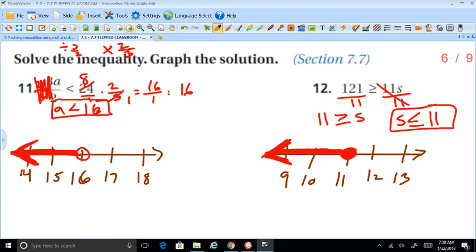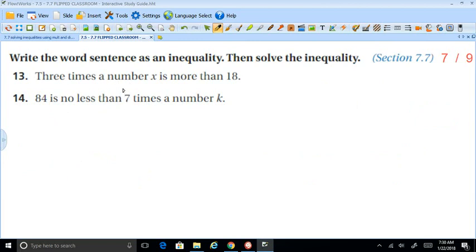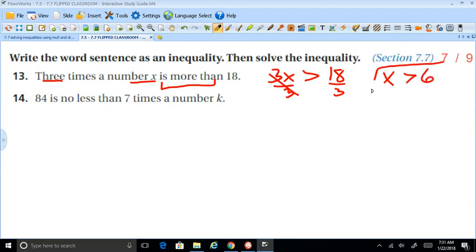Numbers 13 to 14, I'm going to write it and then solve it as an inequality. 3 times the number x, so that's 3x, is more than, greater than, 18. Now get x by itself, divide by 3 on both sides. That leaves me with x is greater than 6. Final solution.